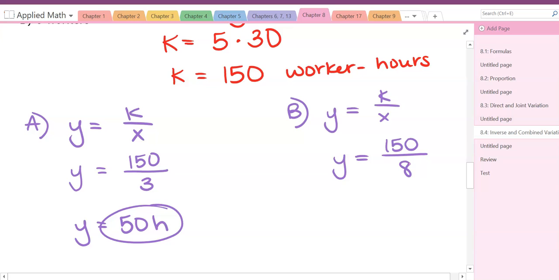You're going to get a decimal for this one. This one's not going to divide nicely. What do we get for this one? Good, 18.75 hours.